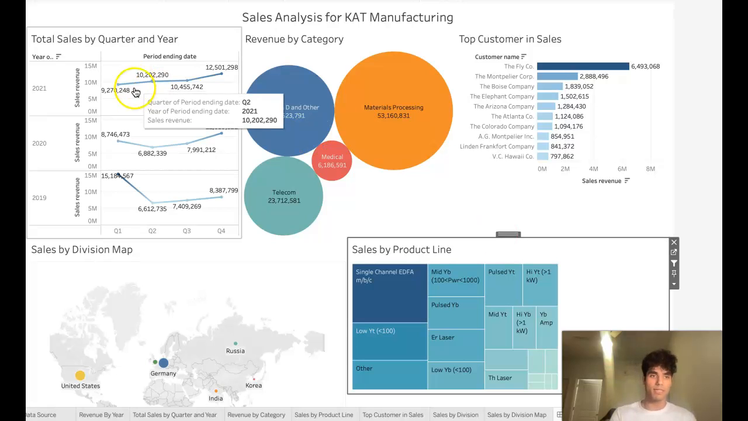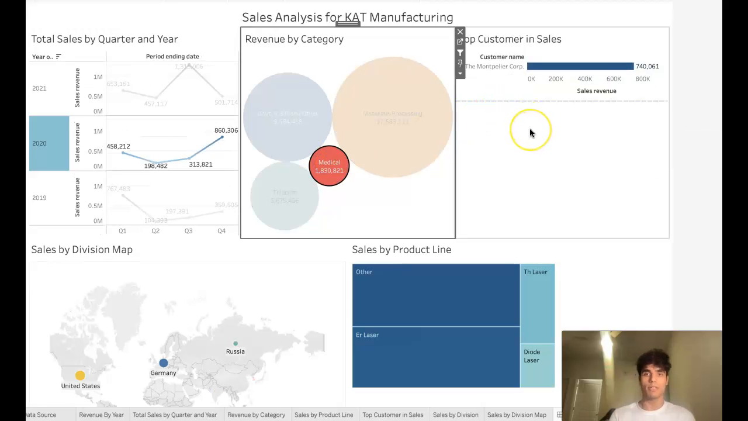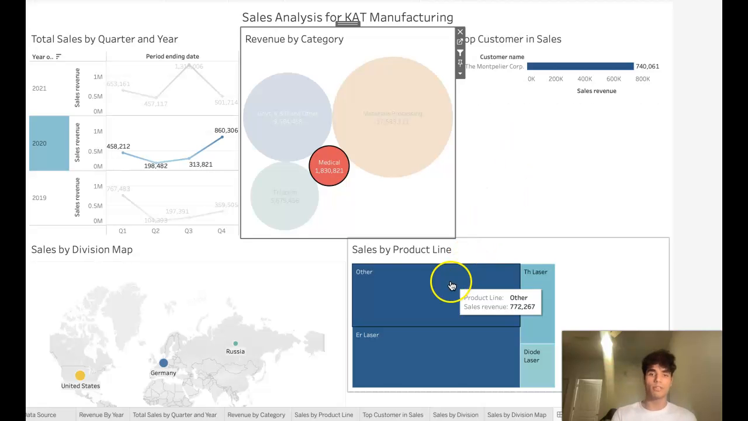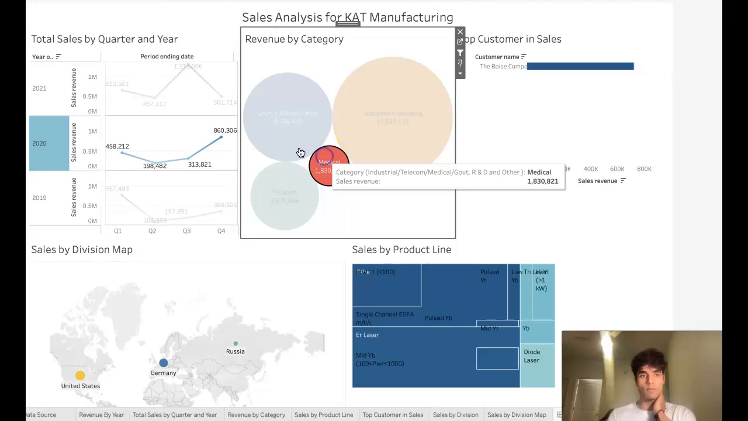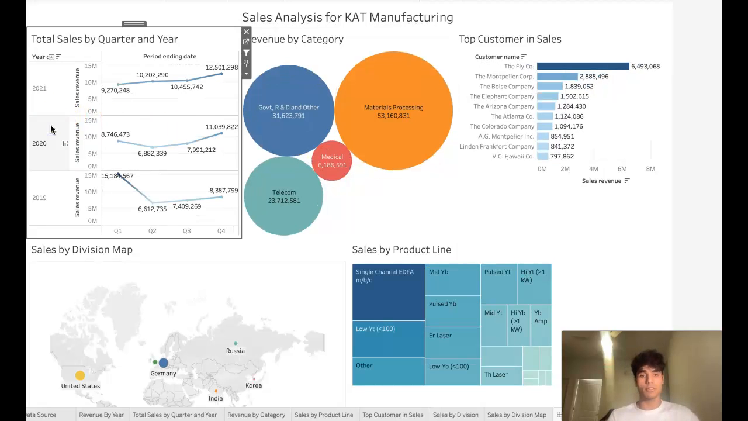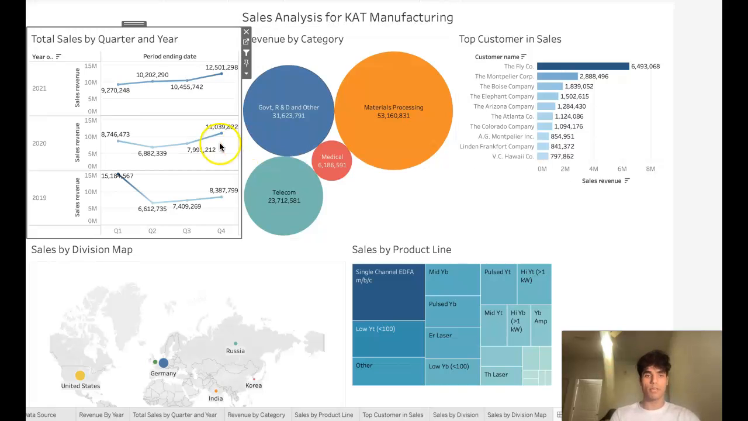And supposingly I click on 2020 and I click on medical category, it'll show me the top customer in that category, and in that year it'll show me the top product, and it'll show me which country had the most sales. So by doing this, I will be answering some questions for the Tableau project. Let's start. The first question is, what is the sales revenue for the third quarter of 2020?